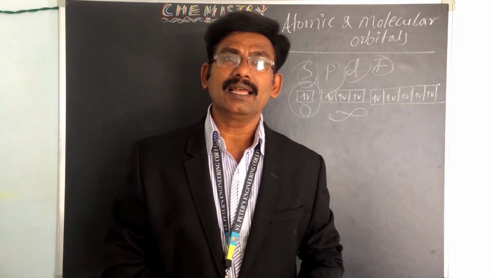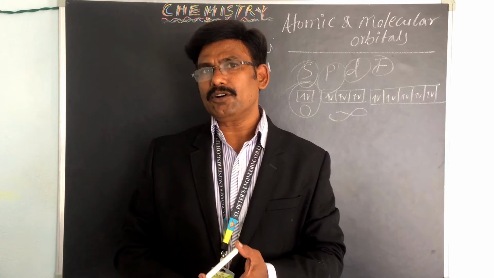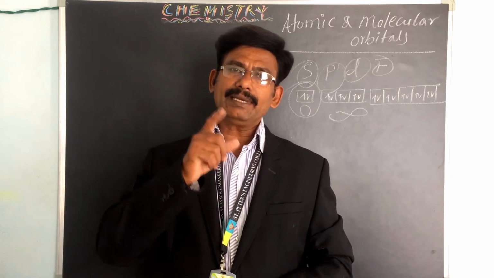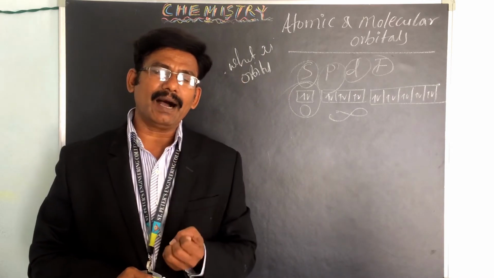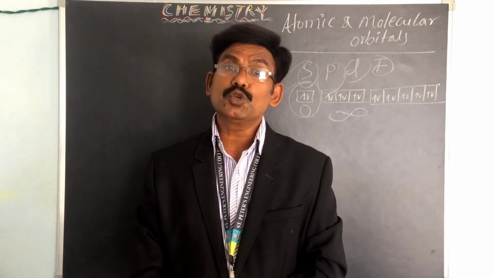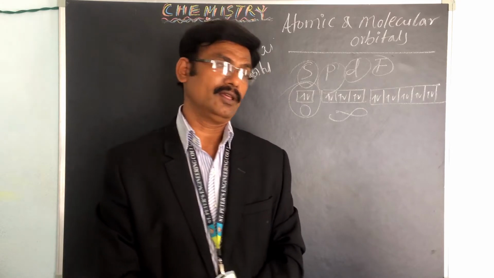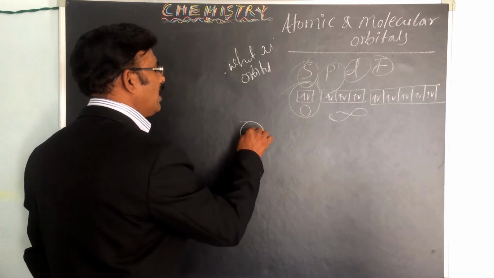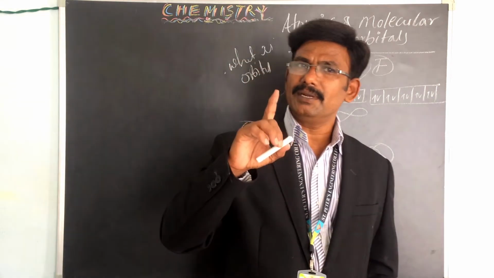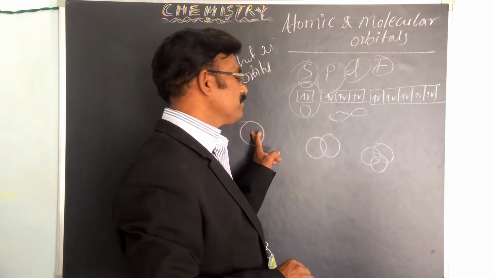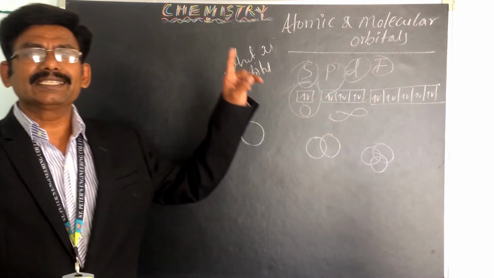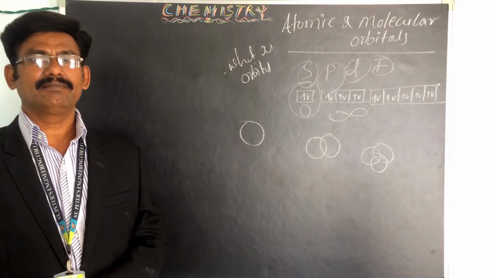So what is an atomic orbital? The electrons of an atomic orbital are influenced by one positive nucleus, while the electrons of molecular orbitals are influenced by two or more nuclei, depending on the number of atoms in the molecule. In an atomic orbital, only one atom is there; in molecules, two or three atoms.